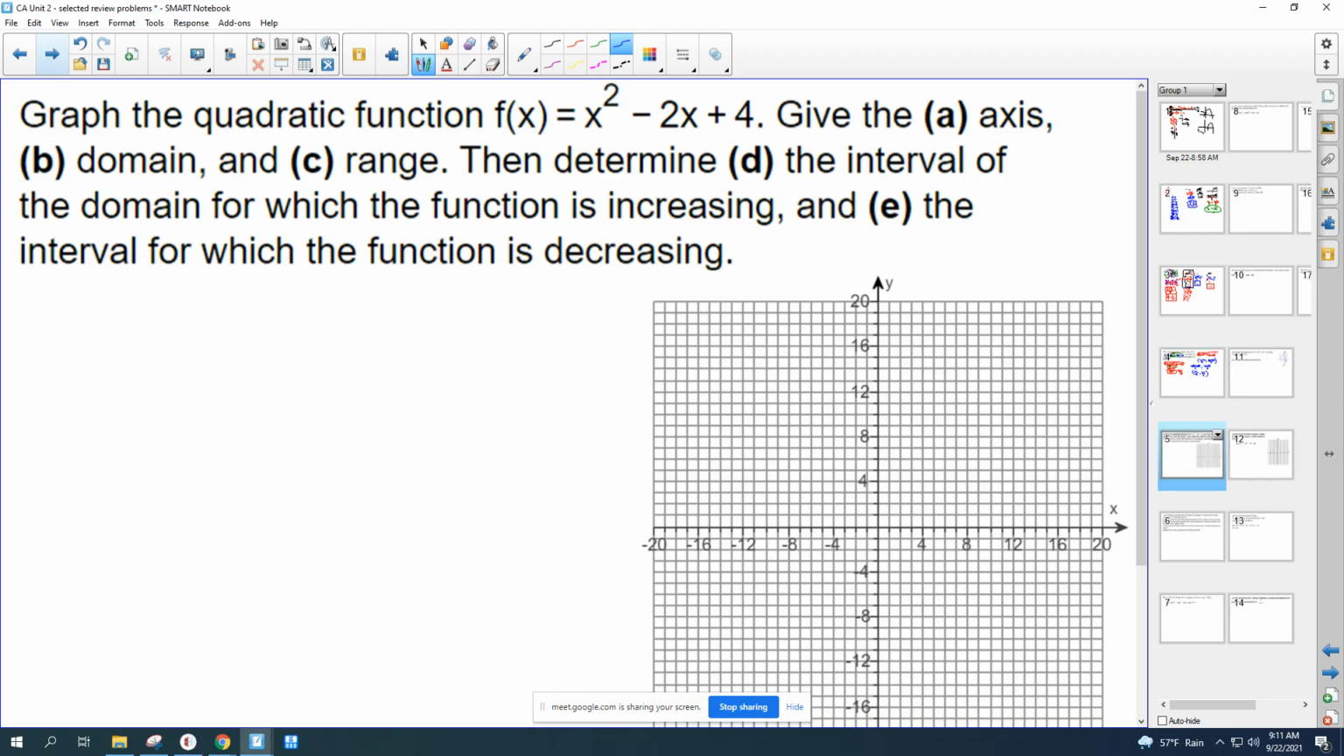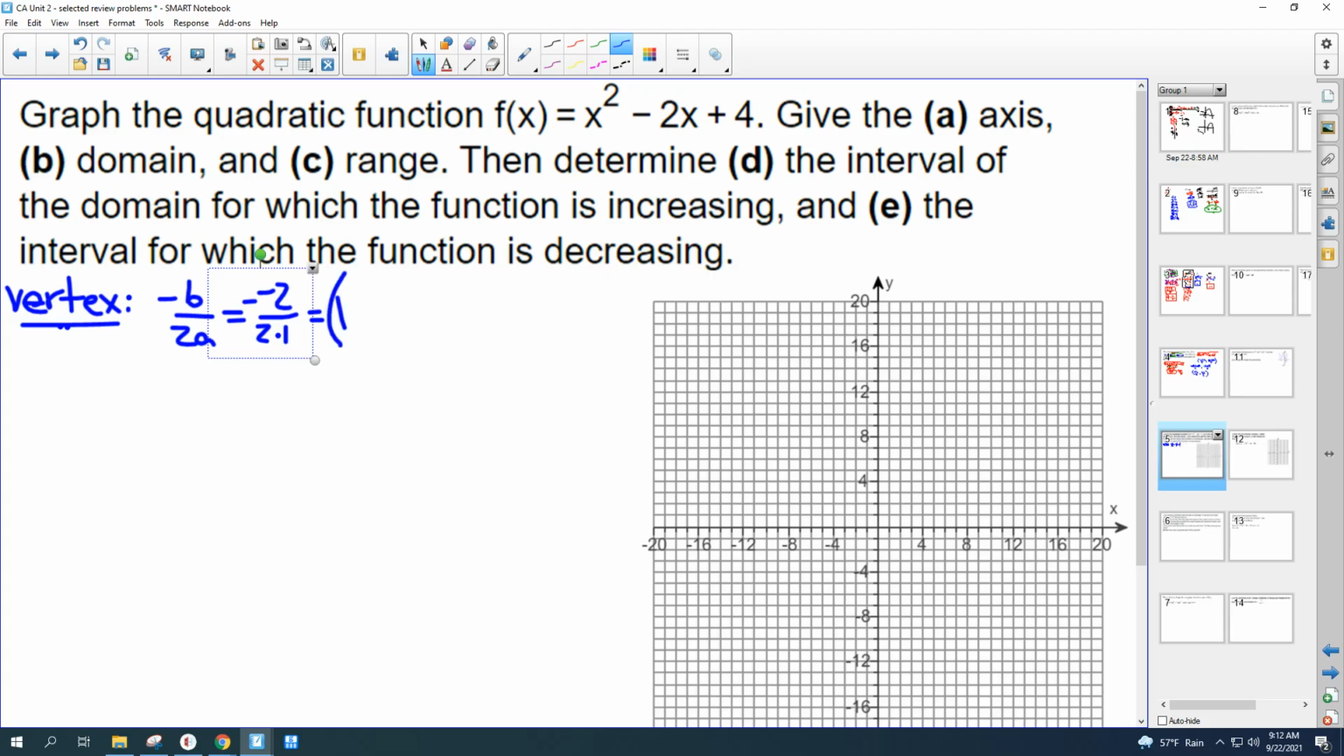Graph the quadratic function and give a whole bunch of attributes. All right, so when we look at this quadratic function, the first thing I would do is find the vertex. So negative b over 2a. That's something you should probably have memorized. In this problem, opposite of -2 over 2 times 1. That's going to be 2 over 2, that's 1.